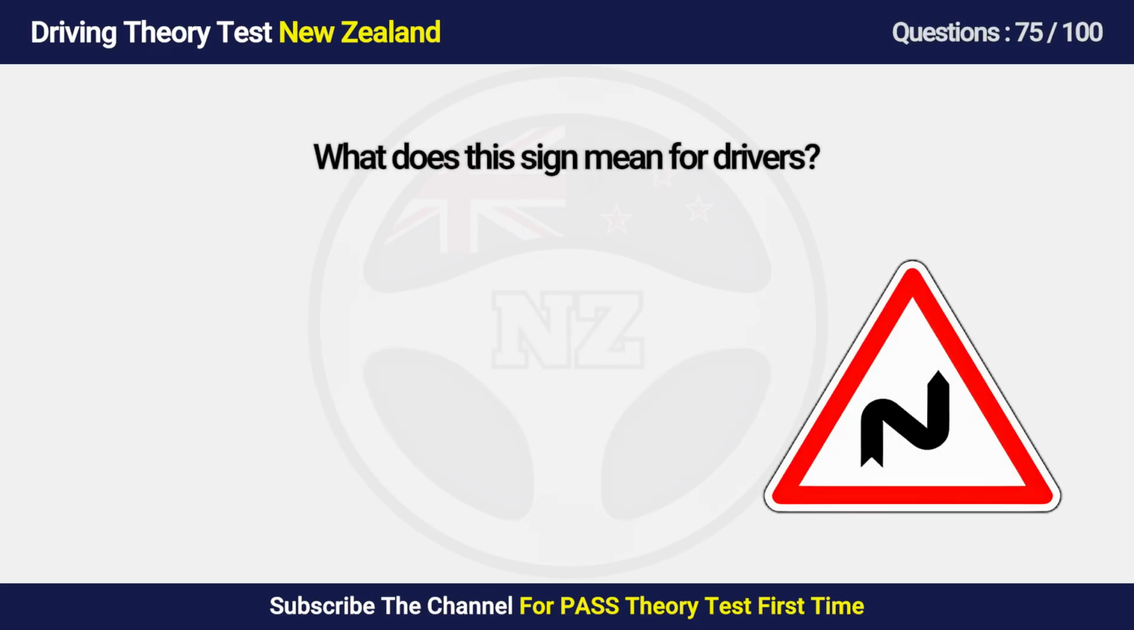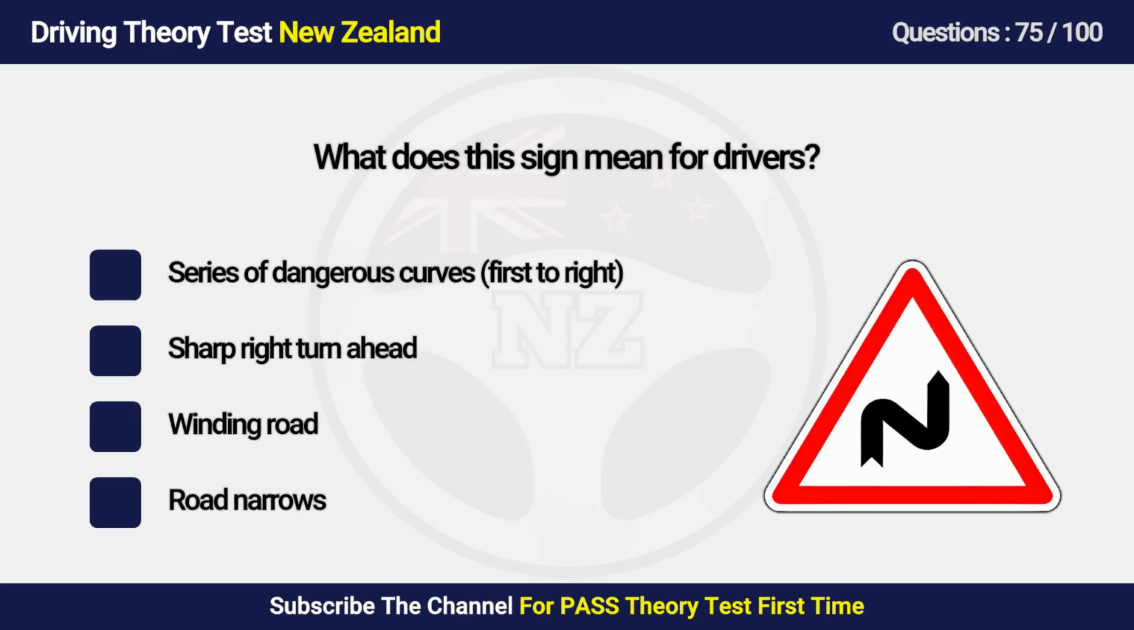Question 75. What does this sign mean for drivers? A. Series of dangerous curves first to right. B. Sharp right turn ahead. C. Winding road. D. Road narrows.